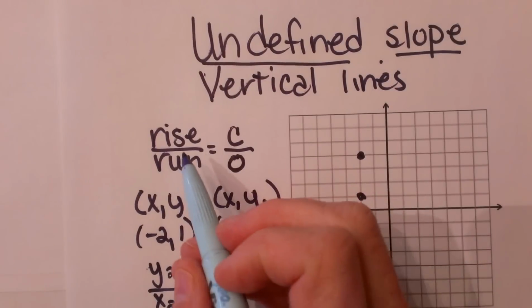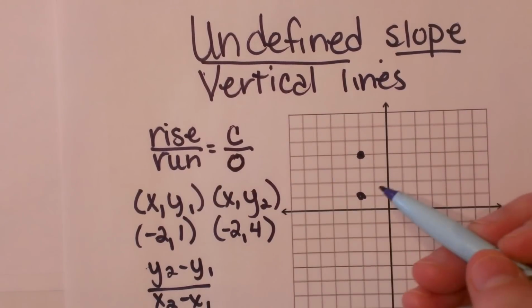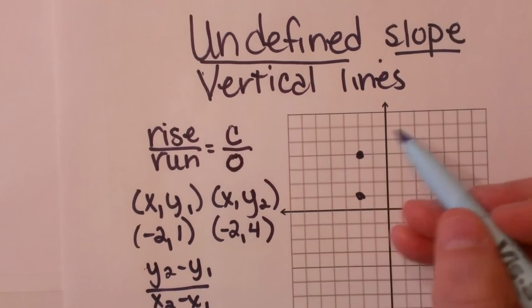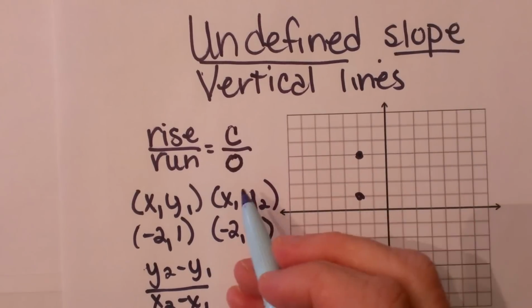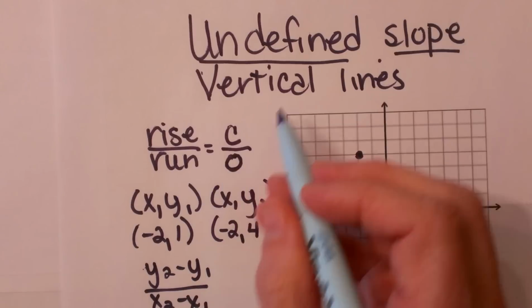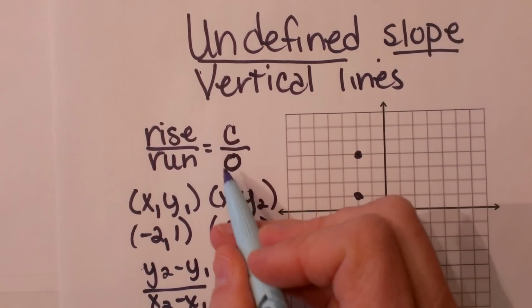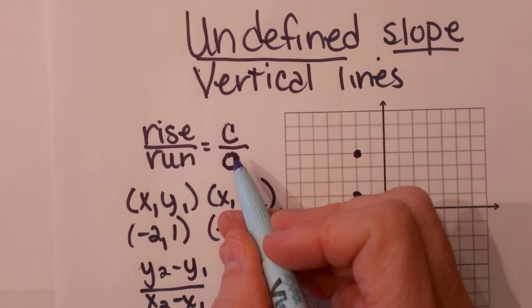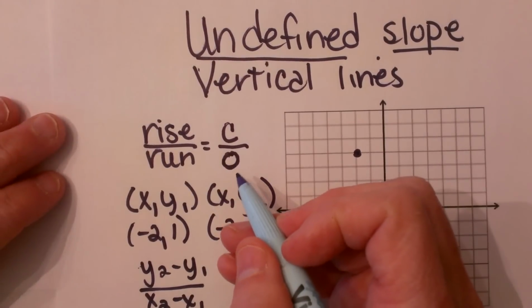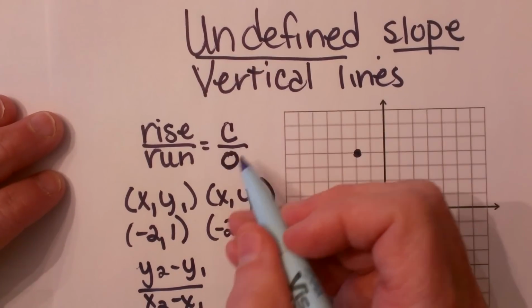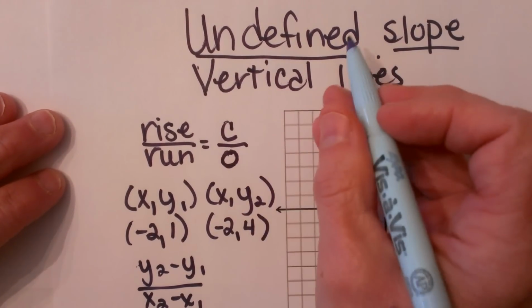Remember that the slope of any line is a rise, which is up, and a run, which is left to right. Now, the one characteristic of a vertical line that has an undefined slope is we have a zero in the denominator, and that's what makes it undefined. Anytime you have zero in the bottom of a fraction, we can't evaluate that, so we consider it undefined.